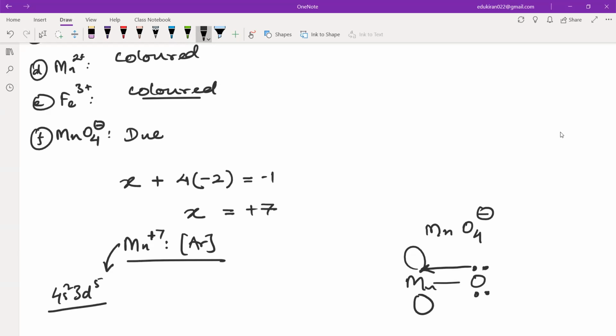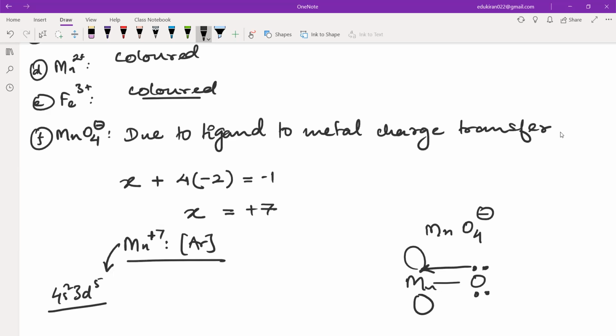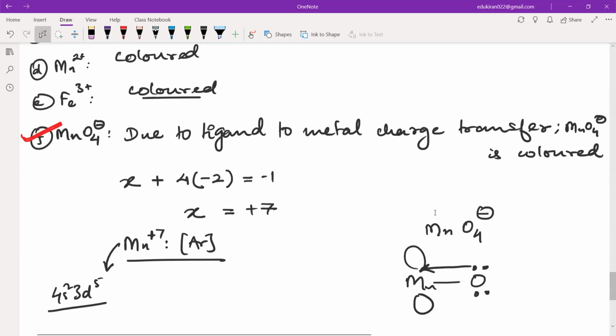Here you will write: due to ligand to metal charge transfer, MnO4 negative is colored. So just be careful of this example. Others are just ions. There is no ligand, so there is no question of ligand to metal charge transfer.